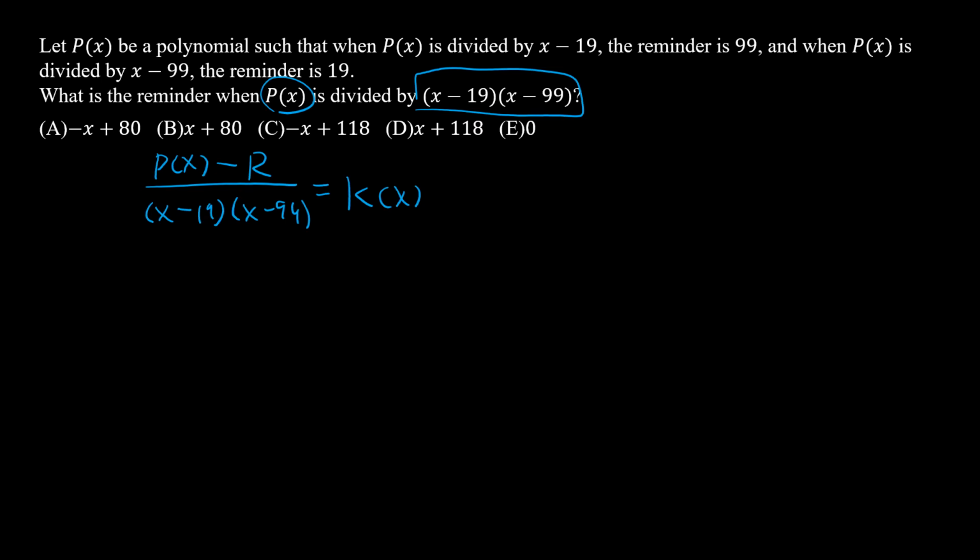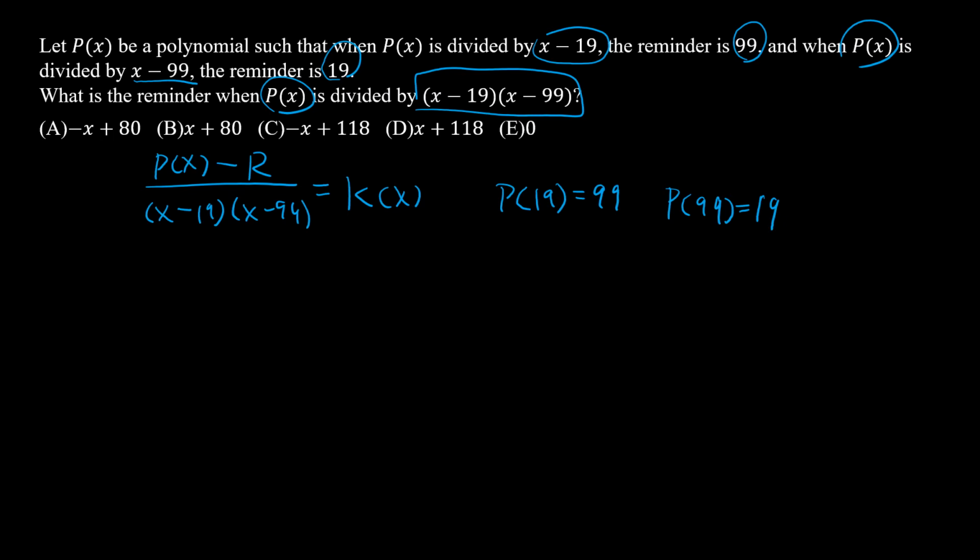We also know that when it's divided by a linear expression, x minus 19, the remainder is 99, which means, applying the concept, P(19) equals 99. We also know when P(x) is divided by x minus 99, the remainder is 19, which means P(99) equals 19. So that's what we have.